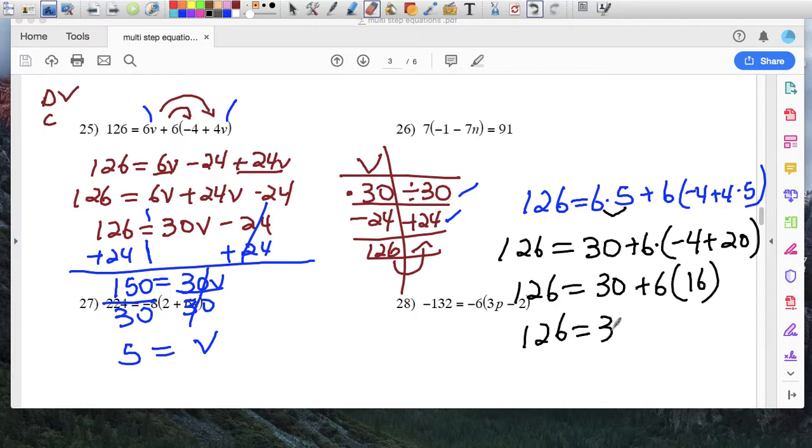126 equals 30. Don't add, like I said. So 6 times 16 is, 6 times 6 is 36, and then 96. And then 126 is 30 plus 96, 126, hopefully. And we got our answer. 22 is next.